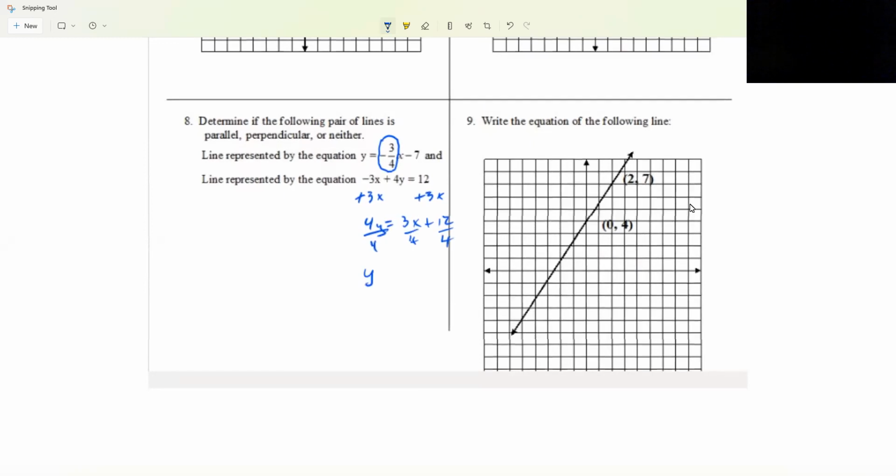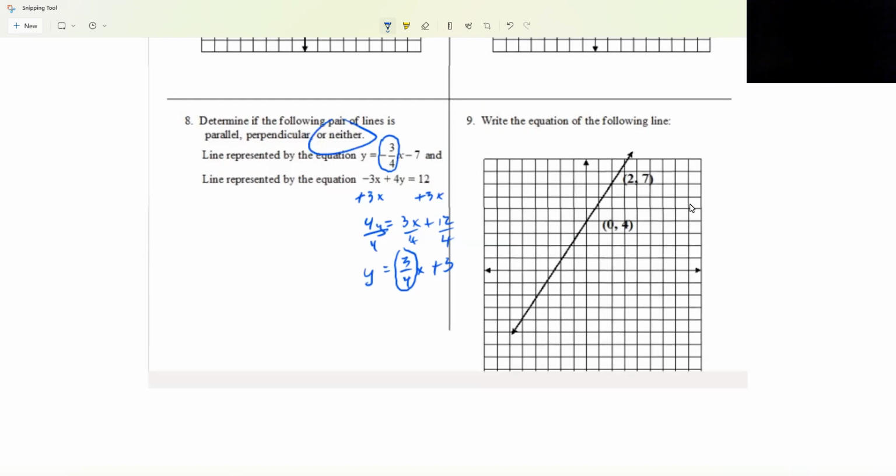Okay, you get y is equal to 3/4 x plus 3. Here's the slope of this. Okay, they're pretty close, but one's negative, one's positive. If they were both positive or both negative, they'd be the same. You'd say they were parallel. But since they're not the same and they're not negative inverses of each other, then the answer is going to be neither.